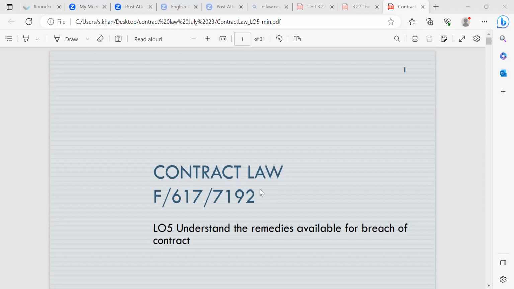We're going to now look at learning outcome 5, which is to understand the actual remedies available for anyone if a contract is discharged or if there's any elements of the contract that have been breached.